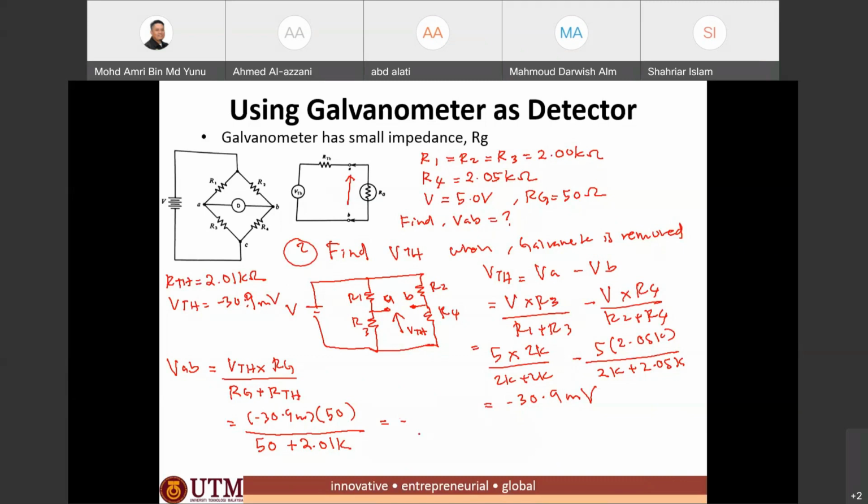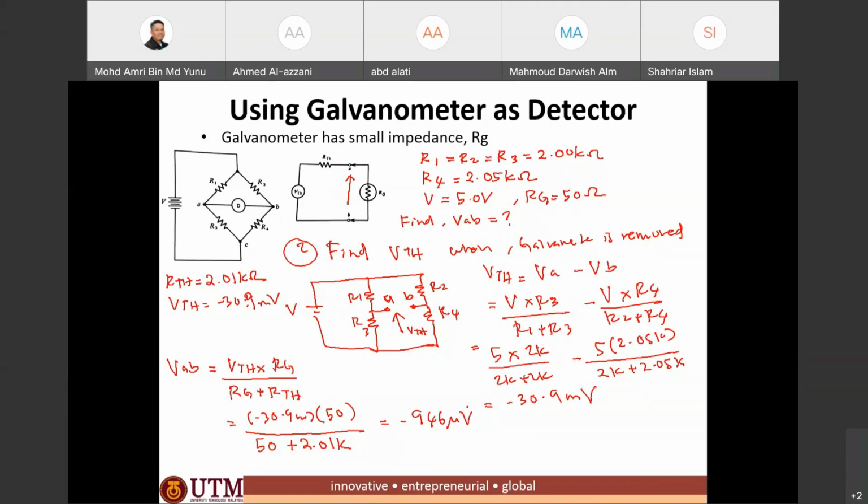So my calculation is 946 microvolt, if I'm not mistaken. Maybe you may get a different answer. Okay, but those are the steps to find the output. If you use a galvanometer as a detector, you must consider the internal resistance of the galvanometer.